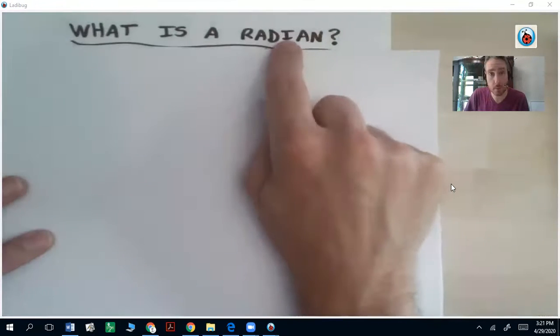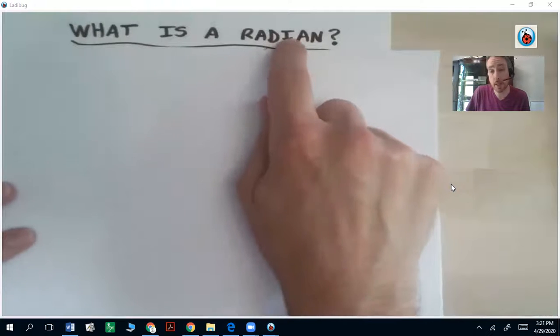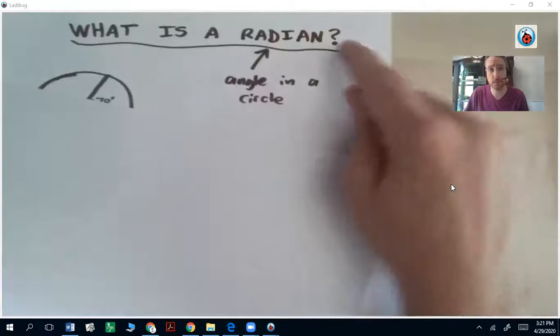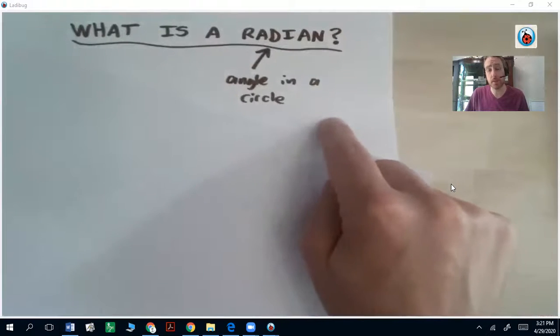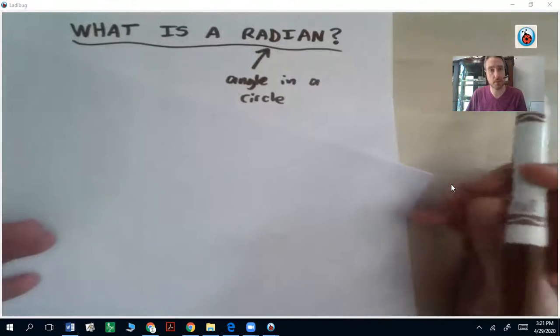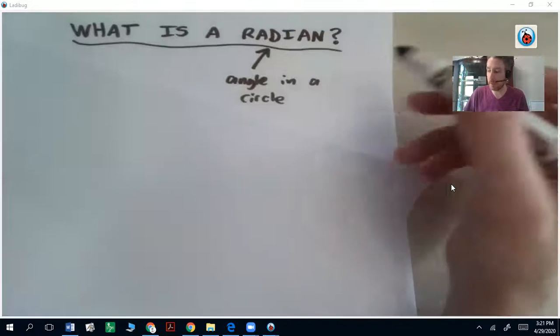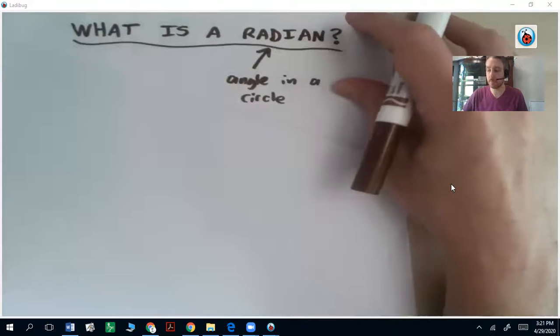But we have to know what a radian is in order to understand some of the elements of trigonometry. A radian is an angle, particularly an angle in a circle. And we're probably used to seeing angles in degrees. So it's another way to represent those degrees. Instead of calling it degrees, we use the radian symbol, and it's going to involve pi. And we talked about pi in a previous lesson.